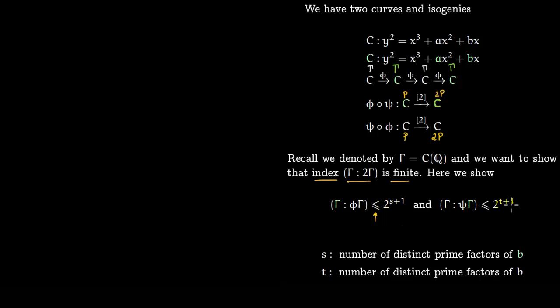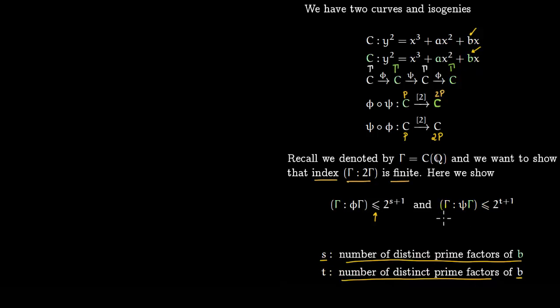So what are this S and T? Here S is the number of distinct prime factors of this green B right here. And this T right here is the number of distinct prime factors of this B right here. So notice that the group sitting on top is this white gamma corresponding to this white curve, and here the group sitting on top is green gamma corresponding to this green curve.